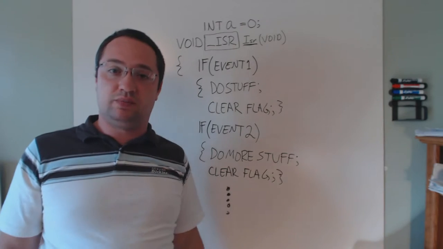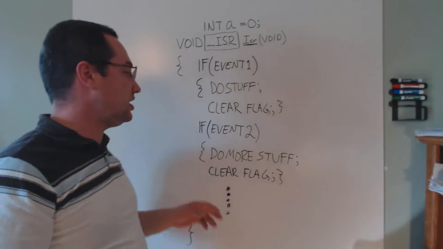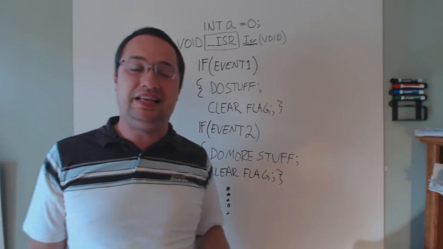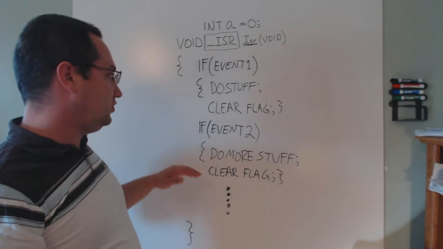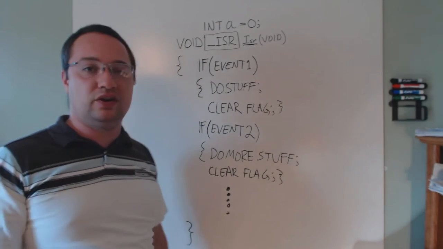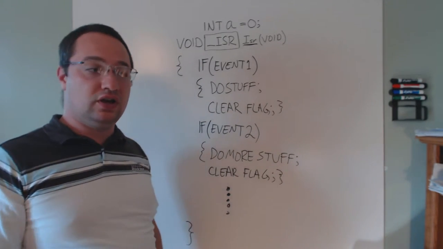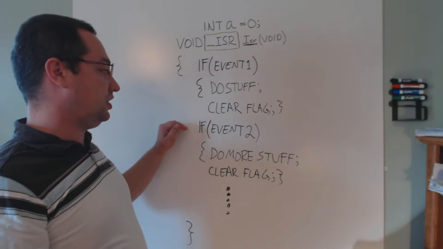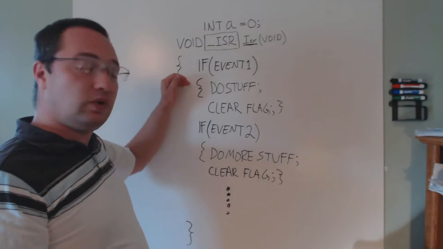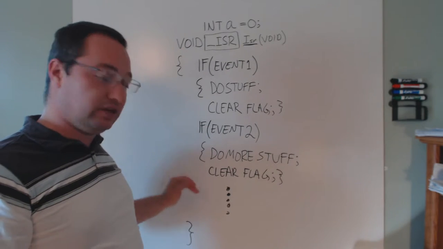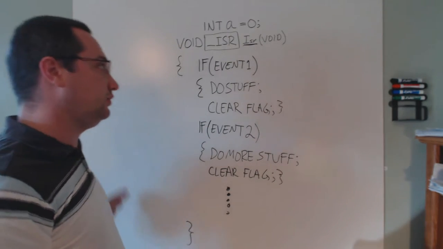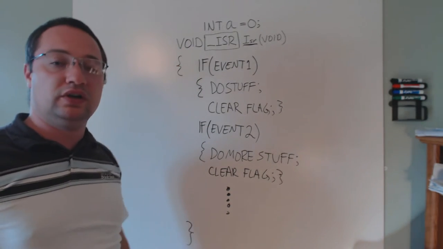So that actually brings up the second weakness, and that's that sometimes you can have latencies. If you have 10 different interrupts that can trigger from a source, and you're servicing interrupt 2 and interrupt 1 triggers, you still have to check and service the other interrupts before you come back around to the top.